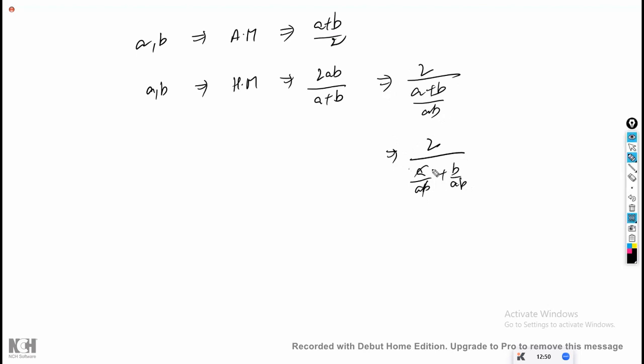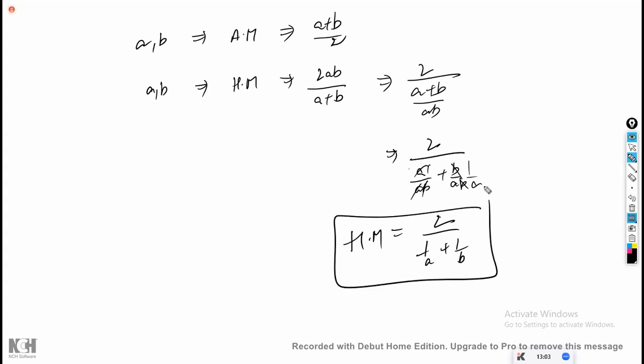A and A cancel, that is 1 by B. B and B cancel, 1 by A. That is 2 by 1 by A plus 1 by B. This is called the harmonic mean formula. The harmonic mean formula is 2 by 1 by A plus 1 by B, which is also equal to 2AB divided by A plus B.